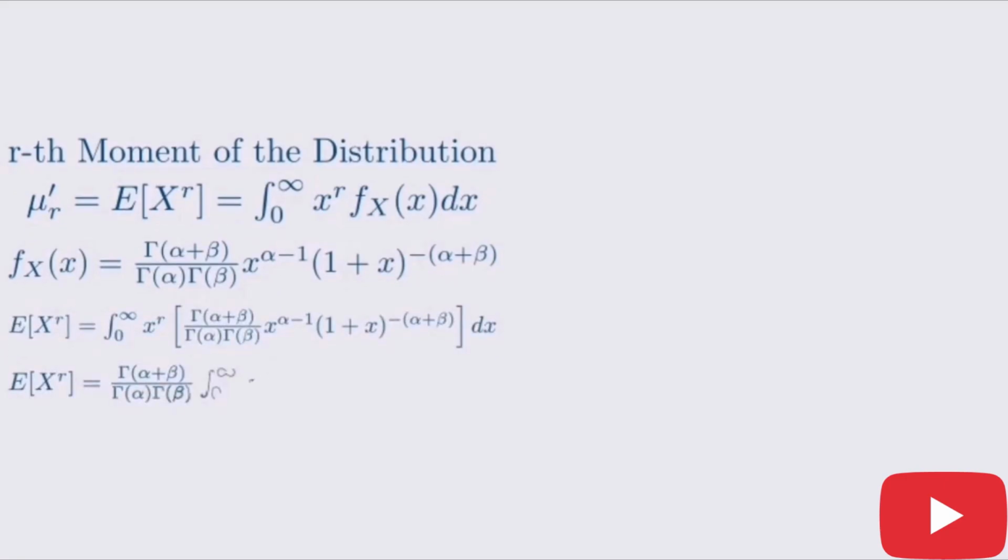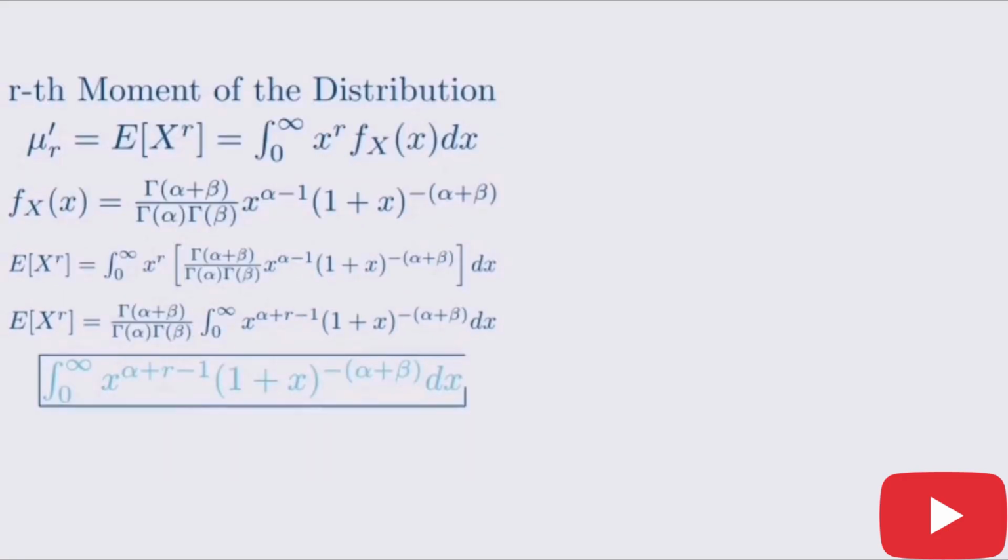Notice that the term involving gamma functions is a constant with respect to x, so we can pull it outside the integral. Also, notice that we have two powers of x: x to the r, and x to the alpha minus 1. When we multiply these, we add the exponents to get x to the power of alpha plus r minus 1. This integral looks very similar to the definition of the beta function. In the next step, we will identify the parameters needed to evaluate this integral directly.